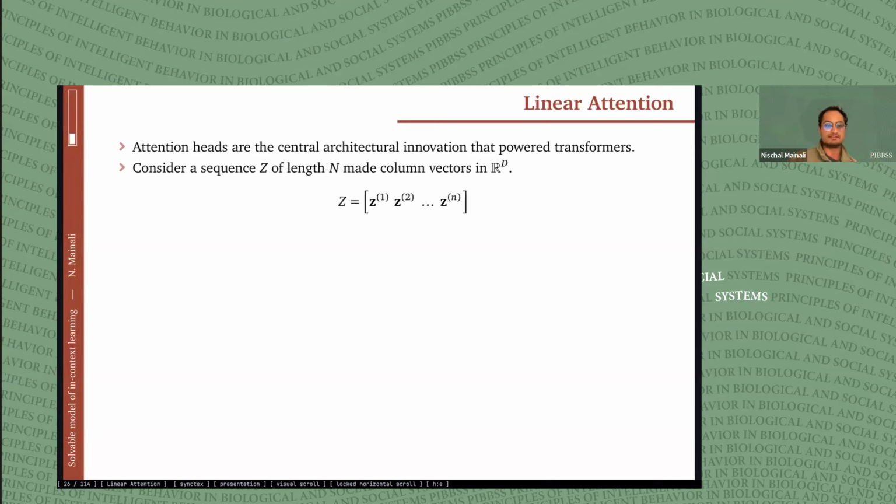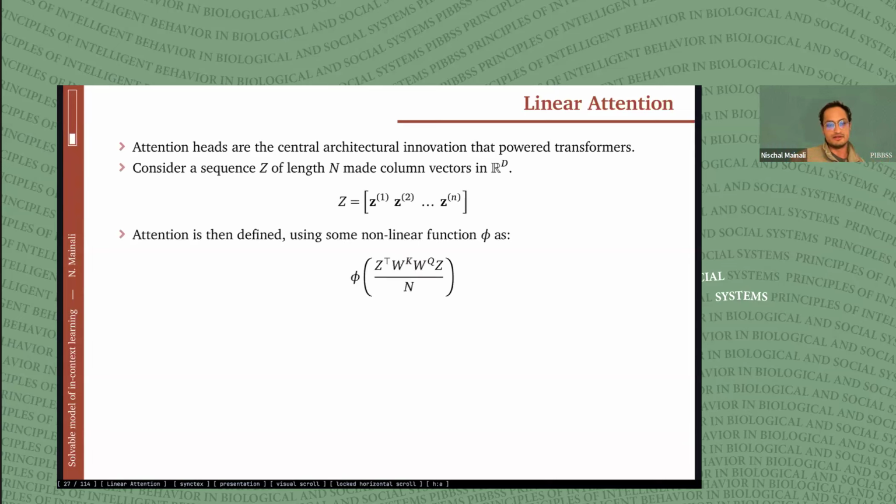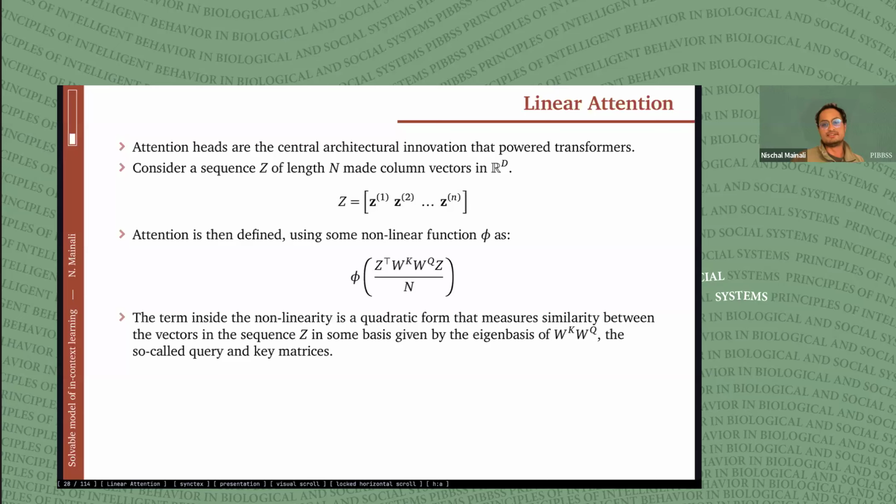Abstractly, if we consider a sequence of length n, so we have n elements in a sequence, and these are all vectors in R^d, stacked as Z with n columns. Then an attention head is defined using some nonlinear function phi. It's usually softmax, as in this equation here, where this nonlinearity is applied to a quadratic form. The data Z appear twice, on the left and right, and in the middle is this W_K, W_Q term, which are the so-called query and key matrices.